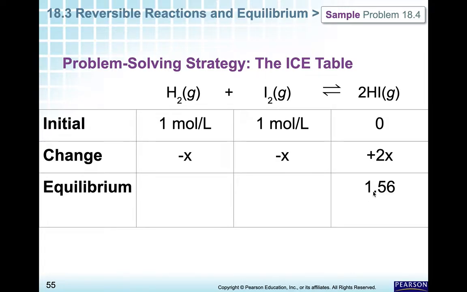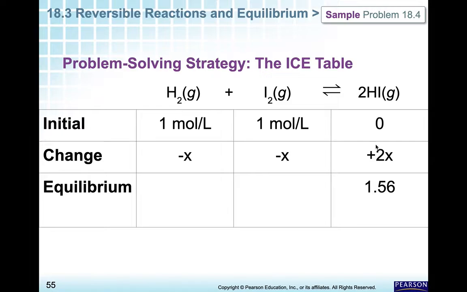Well, now I know what x is. I have a way to solve for x. I know that this change box has to be equal to 1.56 because 0 plus this box has to equal 1.56. So I can solve for x. 2x has to give me 1.56. So I know that x was equal to 0.78, and I've put that into these boxes.